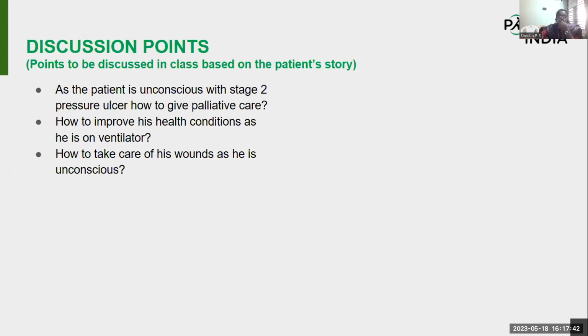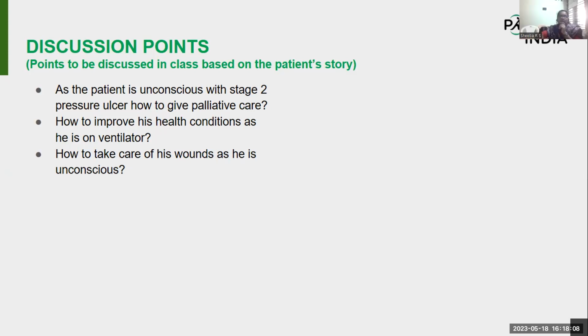So here, I would say this is HAPU, a hospital acquired pressure ulcer. When the patient came to the hospital, there was no pressure ulcer. After that, he developed a pressure ulcer within the ICU. So that is because of, I would say, poor nursing care. Poor nursing care, ma'am. Yes.